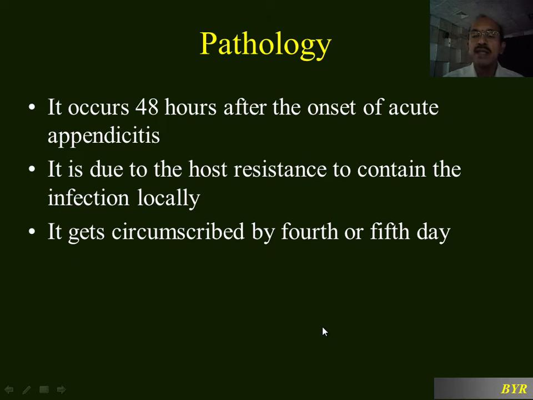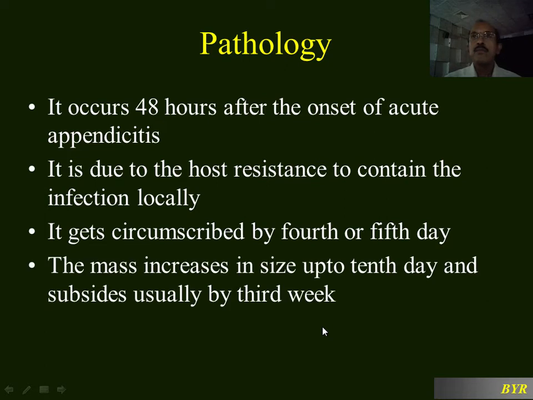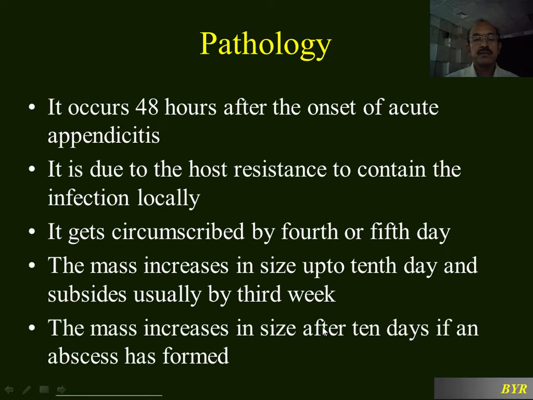The whole mass gets well circumscribed by the 4th or 5th day. This mass increases up to the 10th day and subsides usually by the 3rd week. The mass increases in size after 10 days if an abscess has formed. So this is the progress of appendicular mass. If anything deviates from this, you have to suspect some other disease, like ileocecal tuberculosis or carcinoma of the colon.